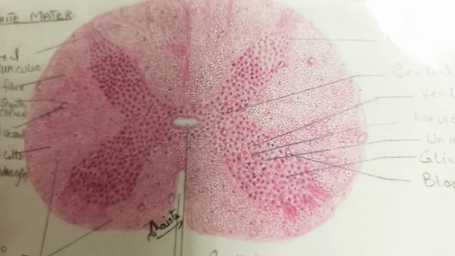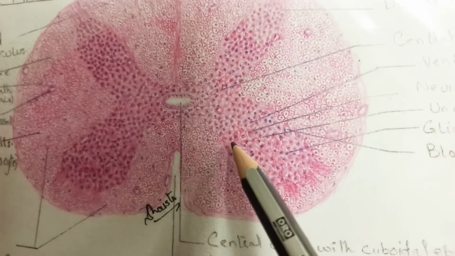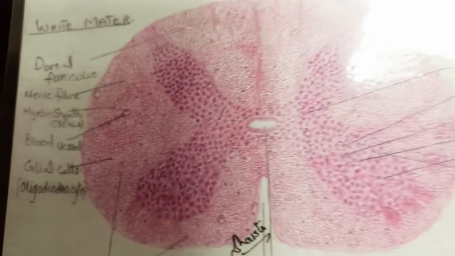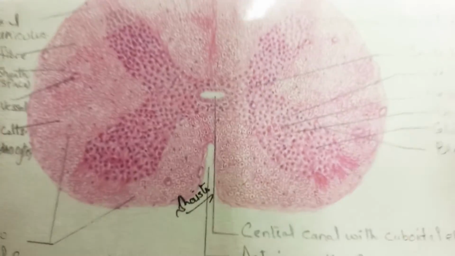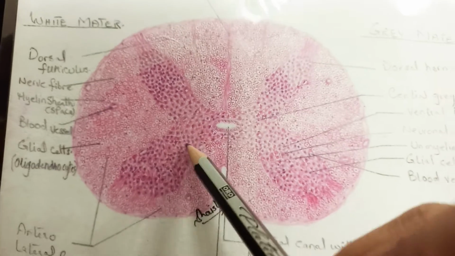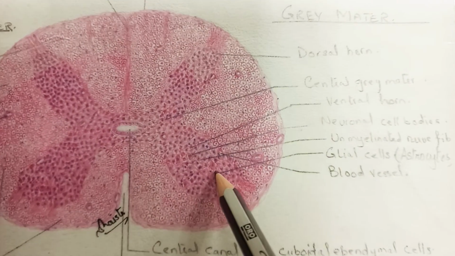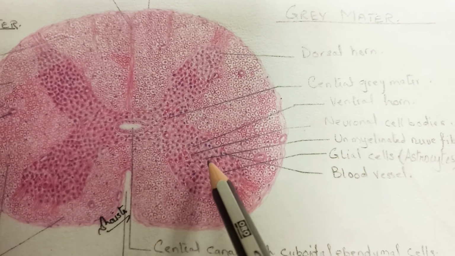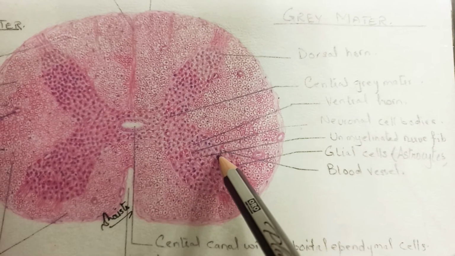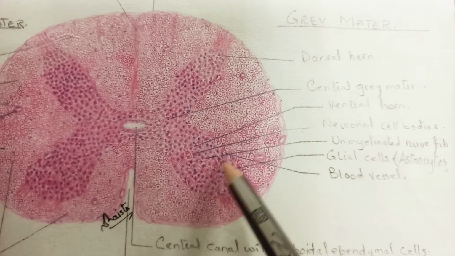Then you can see the gray matter in detail. And what will you draw in this gray matter? You will draw all the sensory neurons and the motor neurons and the glial cells. These are the blood vessels.